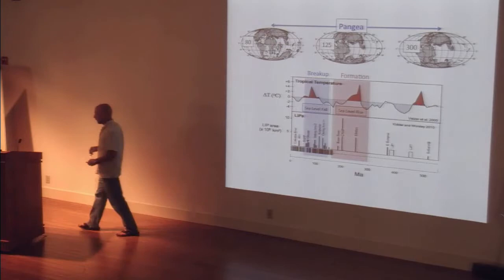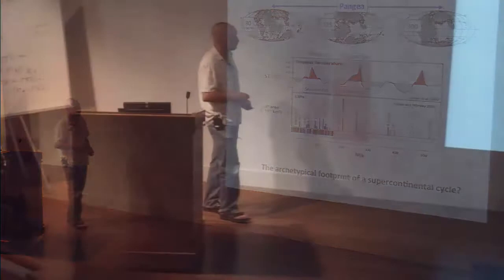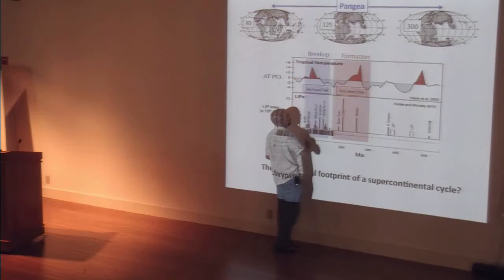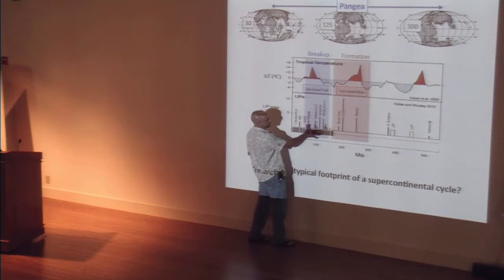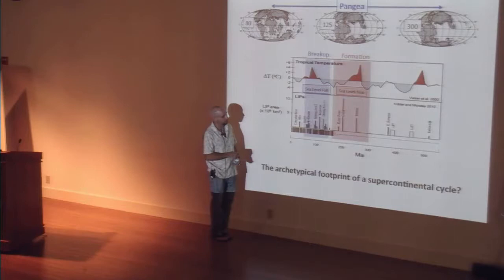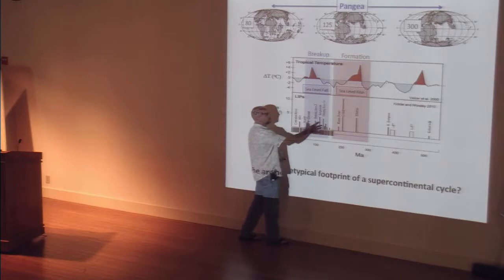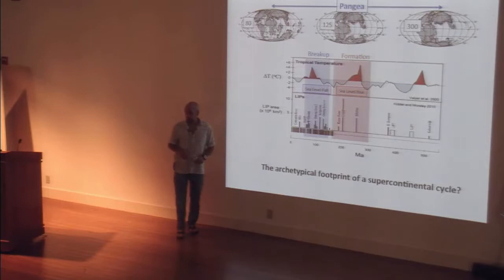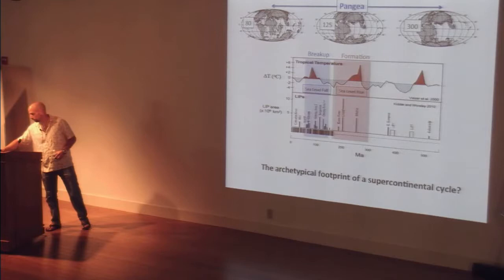The question that a few of us, I'll introduce in a minute, have been thinking about is: is this an archetypal footprint of supercontinental cycles? So what's the footprint? Cooling, warming, change in sea level, though I have these reversed, and the light up of large igneous provinces, occurring during breakup. And mantle dynamically, the question for us is, does the formation and breakup of the supercontinent, plus these LIPs, change the heat transfer properties of the mantle to give rise to that greenhouse preceded by the cooling trend?